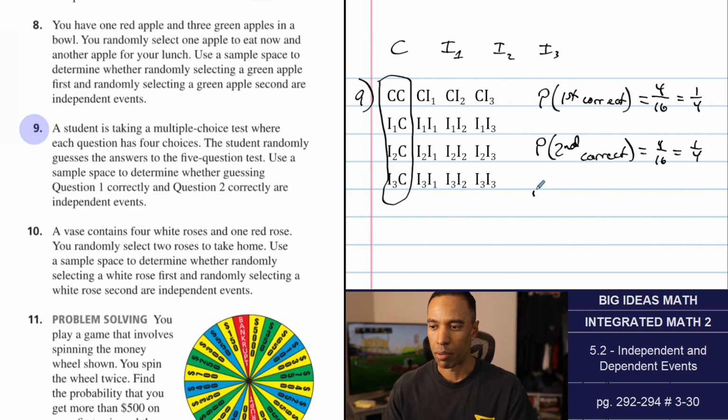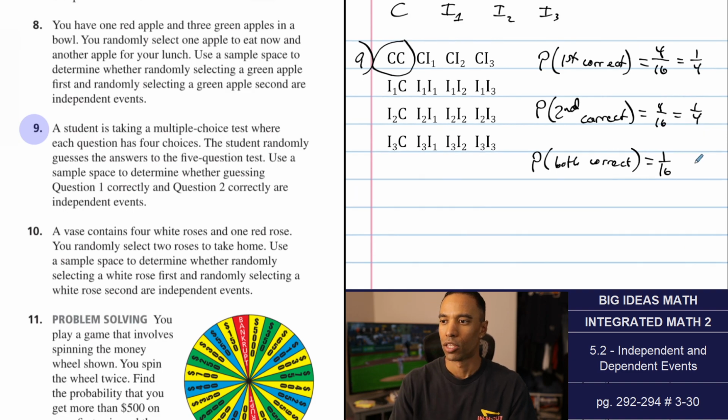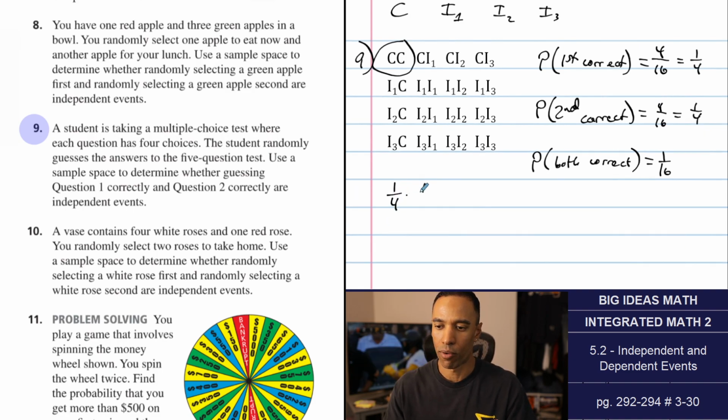Now, what's the probability you get both correct? The only one is that one in the top left corner, right? In the top left corner, we have just one possible option out of the 16. So both correct is correct and correct, 1 out of 16 like that. The question is, is 1/4 times 1/4 equal to 1/16? The answer is yes, 1/16 equals 1/16.